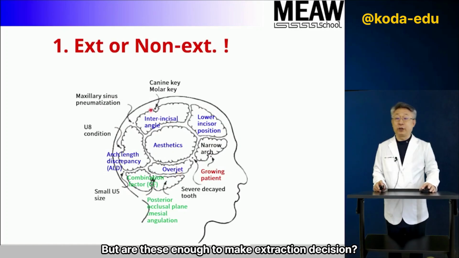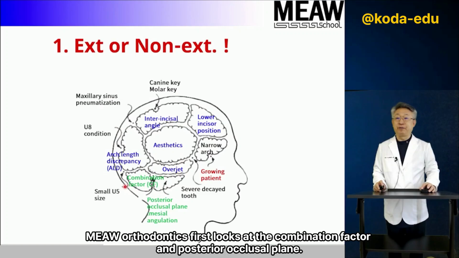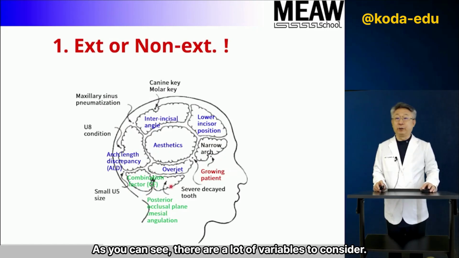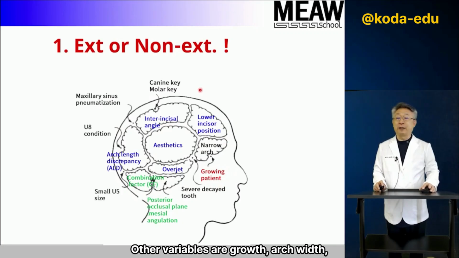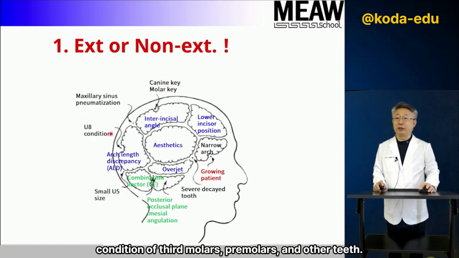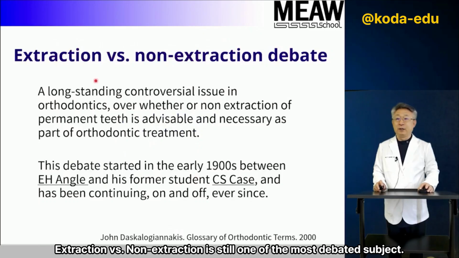But are these enough to make an extraction decision? MEAW Orthodontics first looks at the combination factor and posterior occlusal plane. As you can see, there are a lot of variables to consider. Other variables are growth, arch width, canine and molar keys, sinus pneumatization, condition of third molars, premolars, and other teeth. Extraction vs. non-extraction is still one of the most debated subjects.